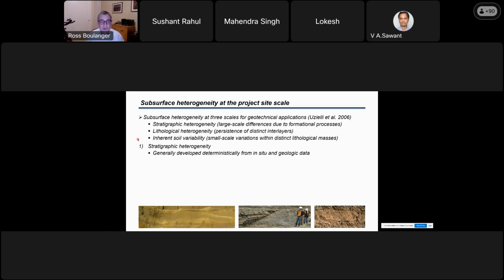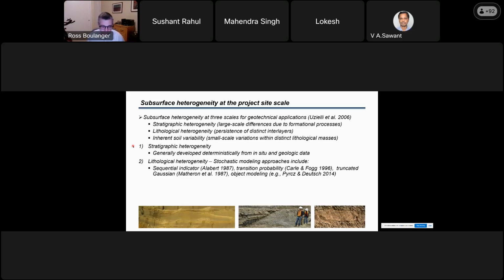If we look at those 3 forms of heterogeneity, stratigraphic heterogeneity is something that we currently and generally do deterministically. We look at our in situ and our geologic data, and we interpret the subsurface major units. There are emerging tools to help us do that with machine learning and other types of tools, but in general, we still do this mostly deterministically.